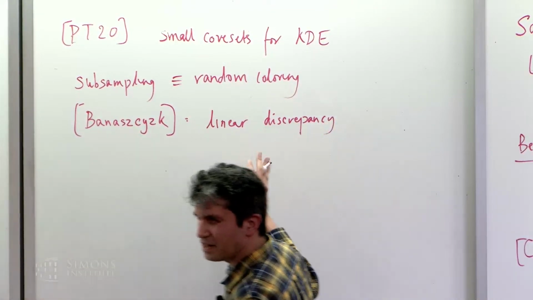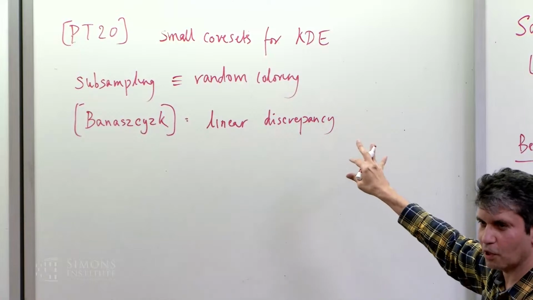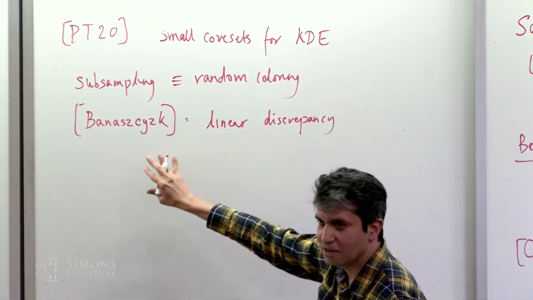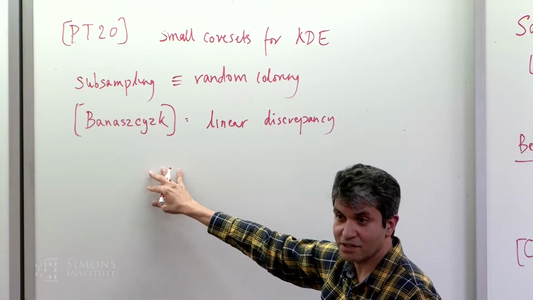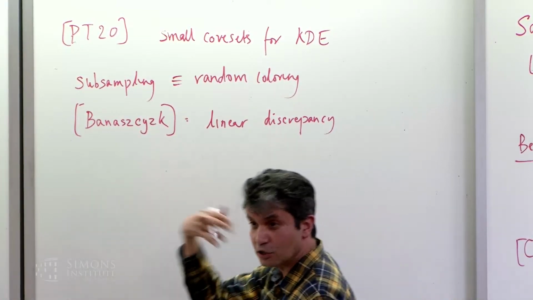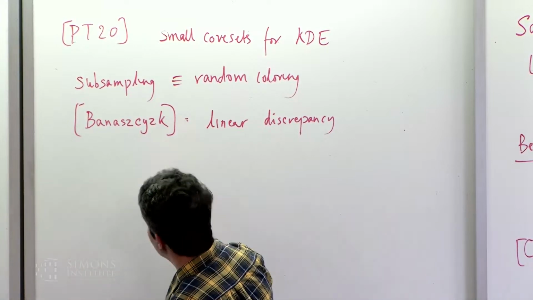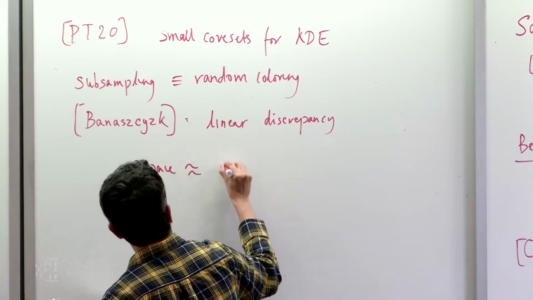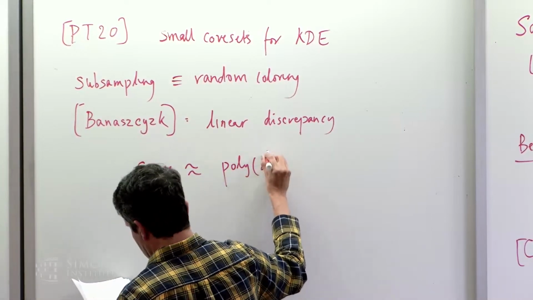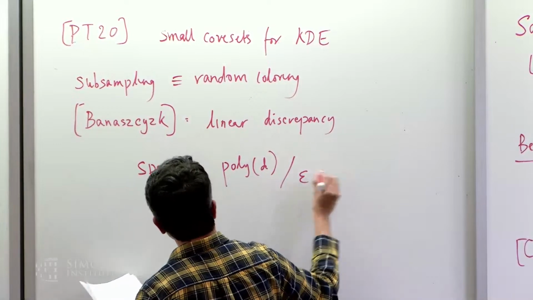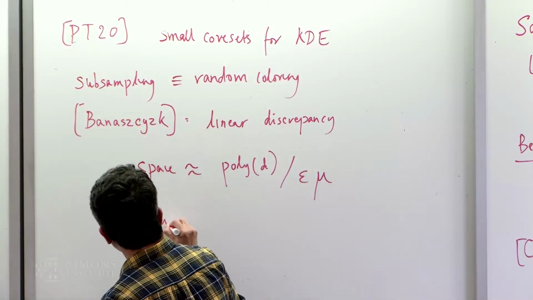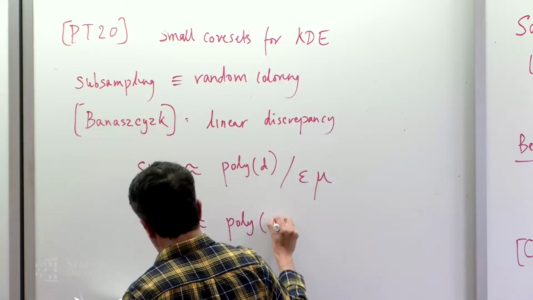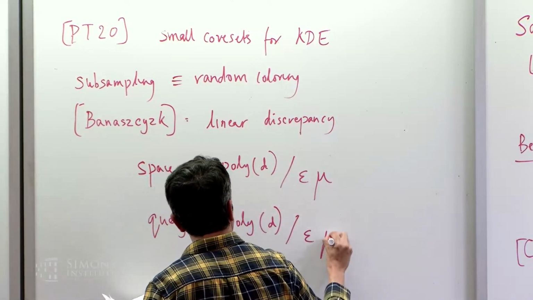At this point, this doesn't make any sense, so don't worry about it. There's a certain combinatorial quantity called discrepancy, and there's a beautiful theorem that actually gives us some good properties for this quantity. Using this theorem, what Phillips and Tai were able to do was get space which is polynomial in d divided by epsilon mu, and the query time, which is polynomial in d divided by epsilon.